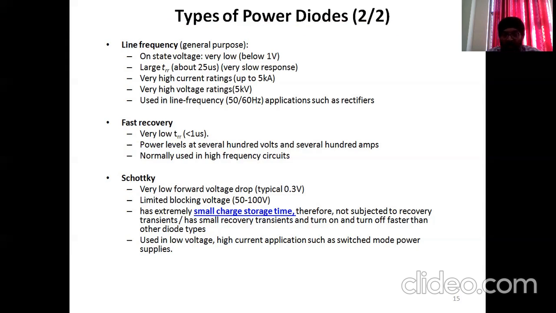So in that case, the applications can be switch mode power supplies, like in laptops or mobile phones and all this. So there we need faster response. So Schottky diodes can find applications where the voltage levels required are not very high, and at the same time, the frequency of operation should be fast. So these are the categories of power diodes for different applications.